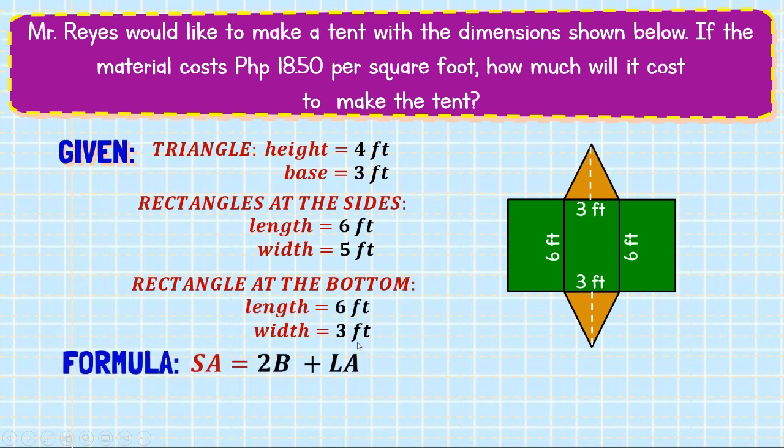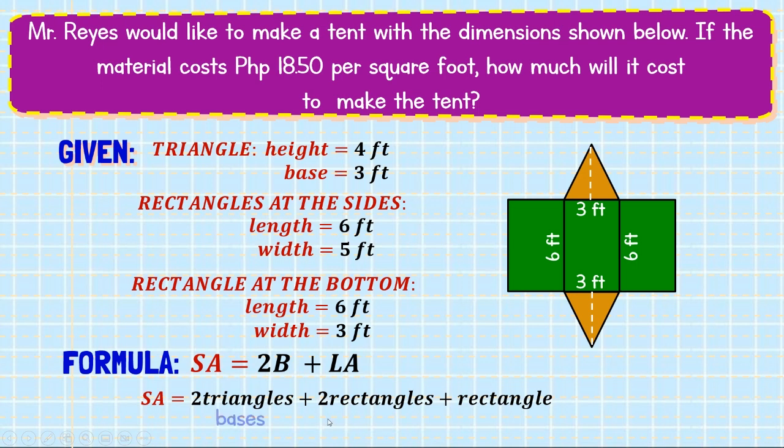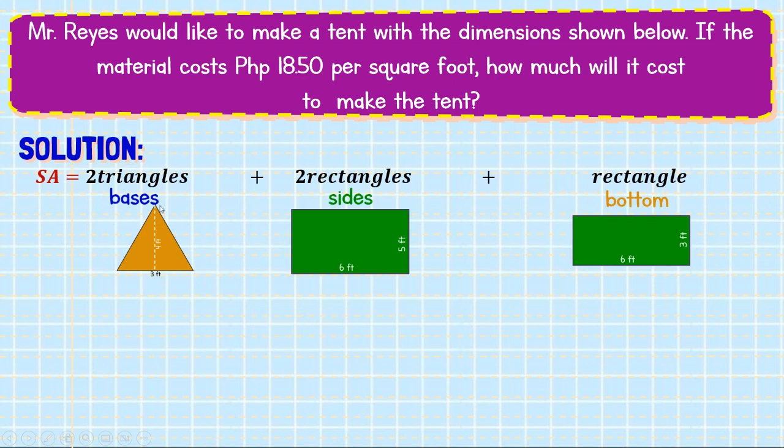So to find the surface area of the tent, we need to use the surface area is equivalent to 2 times the area of the base plus the lateral area. So the surface area is equal to 2 triangles, and we have 2 rectangles. This should be the sides of the triangular tent. And then we have the rectangle for the bottom of the tent. Now, let's solve each of the following figures.